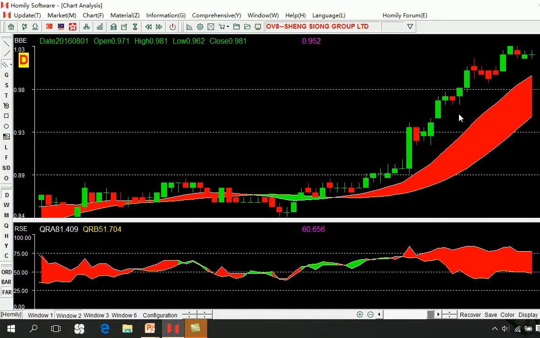So we can see this one. This one is good or not? For this stock, the parameter is above 50, and we can see here the red color, which means the share is still strong. It's stronger than index. Okay, then we can see next one.